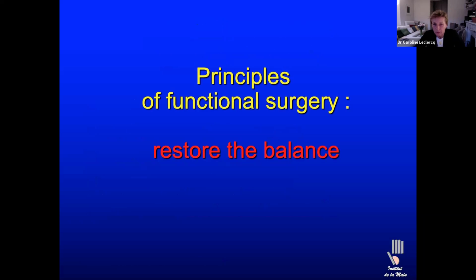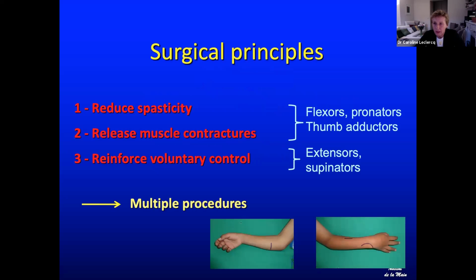If we're talking about functional surgery, what is our goal? What is the concept? Well, the concept is to restore the balance between those spastic muscles, usually the flexors and pronators, which have spasticity and muscle contractures, and to reinforce the control of the opponent muscles, the extensors and the supinators, which are either paralyzed or pseudo-paralyzed. So you see right away that we are likely to do multiple procedures. And these multiple procedures, we try to do them all together in one session, at least on one area, on one joint, because it doesn't make sense to reduce spasticity if you don't reinforce the voluntary control, because spasticity and/or contracture are likely to recur.